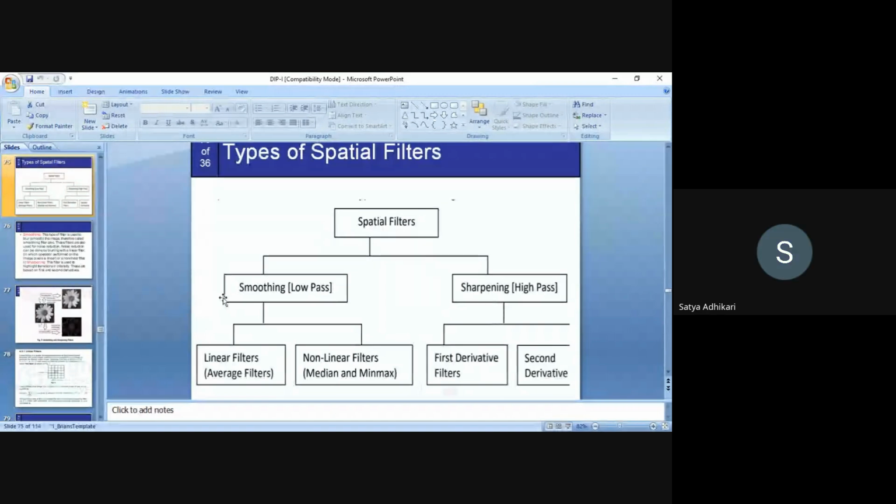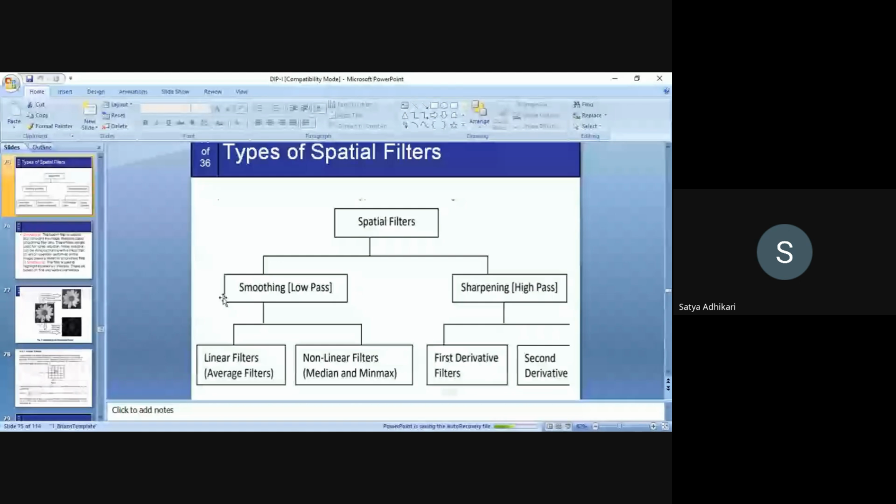So let us start. Last class we discussed this filter. Please recall this is the spatial filter. It is of two types: smoothing and sharpening. Smoothing is a low pass filter, which is further divided into linear filter and non-linear filter. We have already discussed the linear filter.